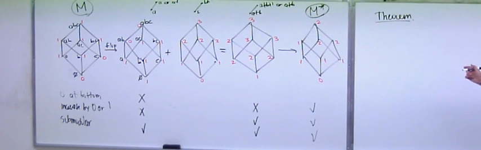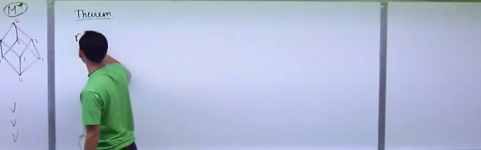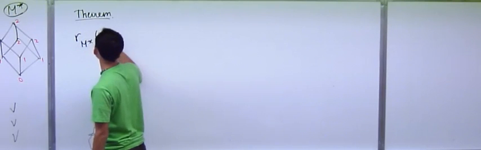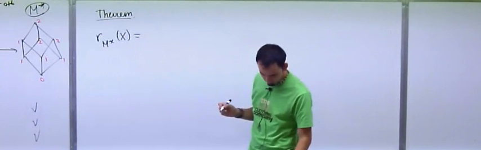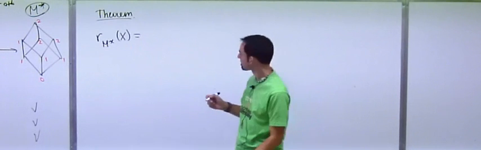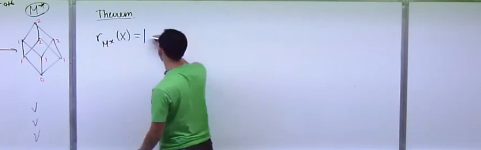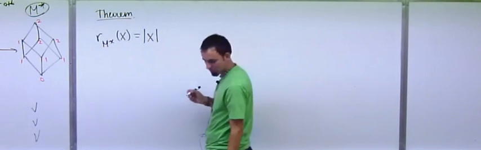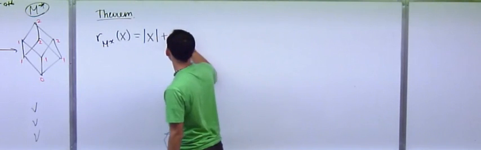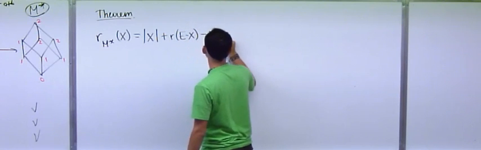An equation. What this is saying is that the rank function of the dual matroid equals this. So if you want the rank of x in the dual matroid, then it's the size of x plus the rank of E minus x minus the rank of the matroid M.